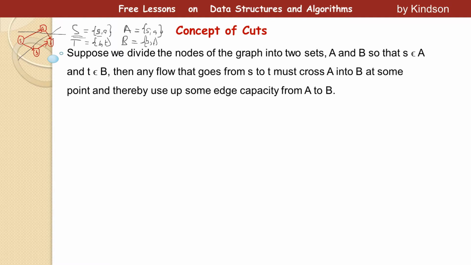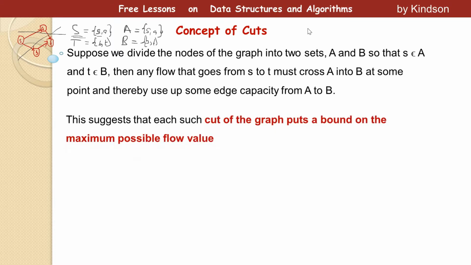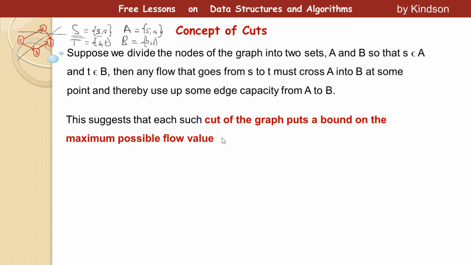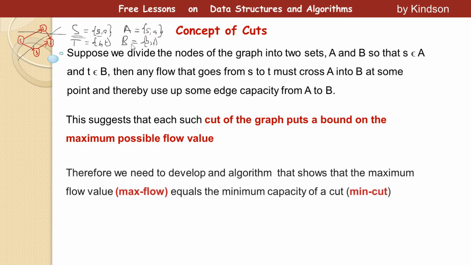So let's see how we can use the concept of cuts to solve the max flow problem. Remember, the max flow problem says find the maximum flow across the network. This suggests that each such cut of the graph puts a bound on the maximum possible flow value. So if you cut it correctly, all the flow going across the first partition must enter the second partition. I think an example will make it clear.